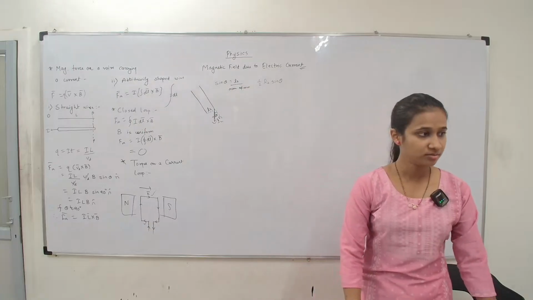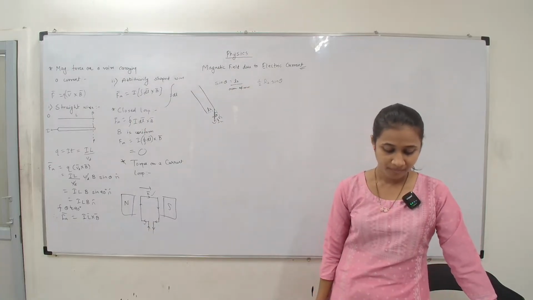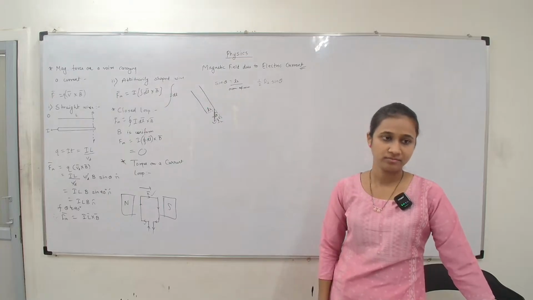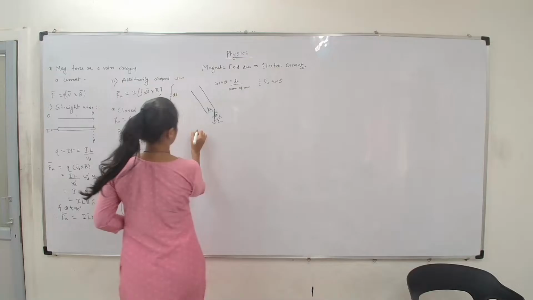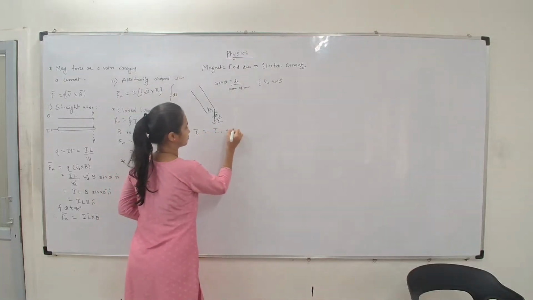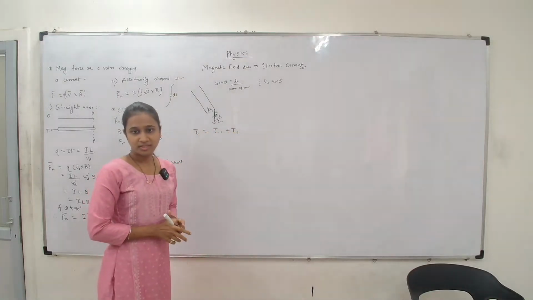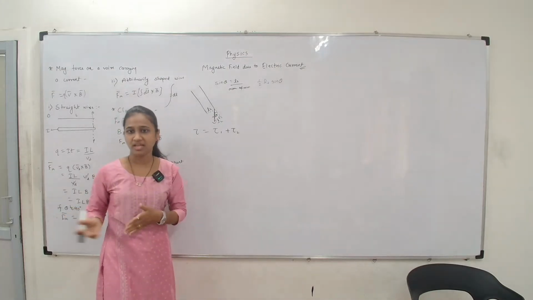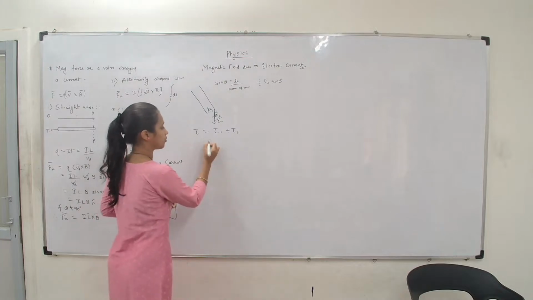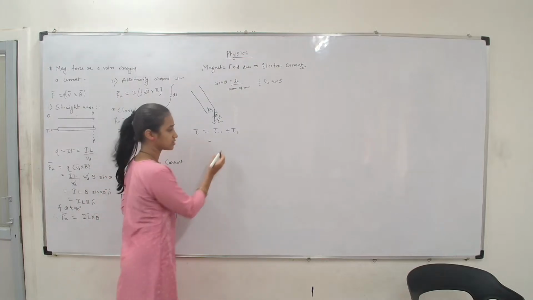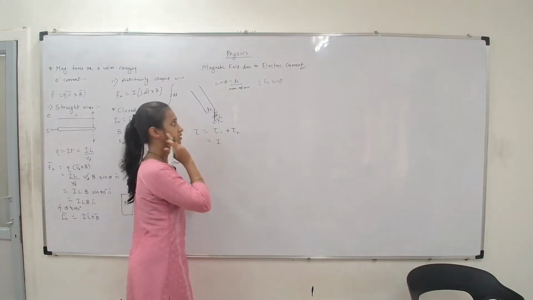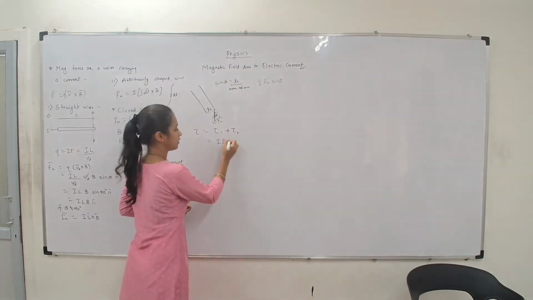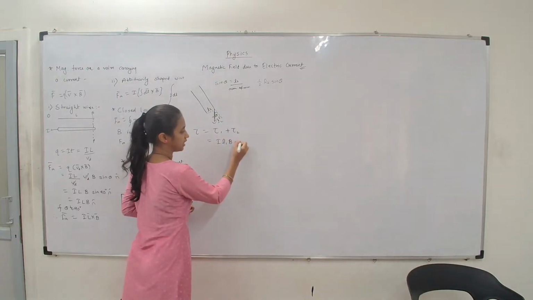Then what is torque? Torque is force into displacement. Displacement is moving, moving means the moment of arm. So the total torque will be tau1 plus tau2. Tau1 means the first arm, let's say AD, and tau2 is the torque due to the second arm. Torque is force into displacement. Force for this is I, length L1, B into sin theta.